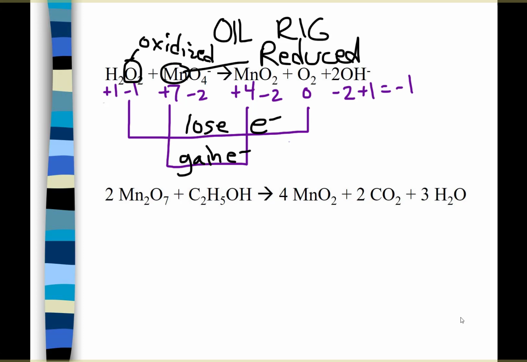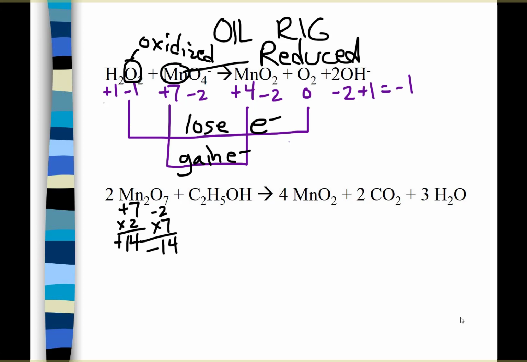Okay, we're back now. Let's start off with the Mn2O7. Oxygen is a -2. I do have 7 of them for a total of -14. So that means my Mn's need to be +14. And I do have 2 of them, so that means they're each a 7. So that makes the math all work out.